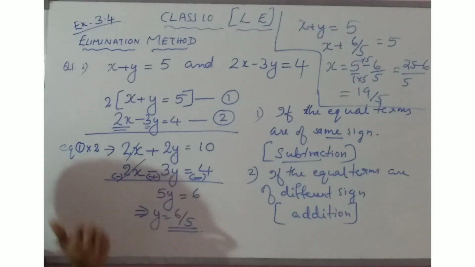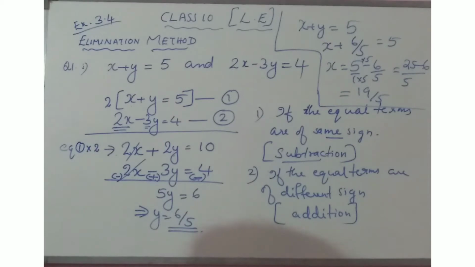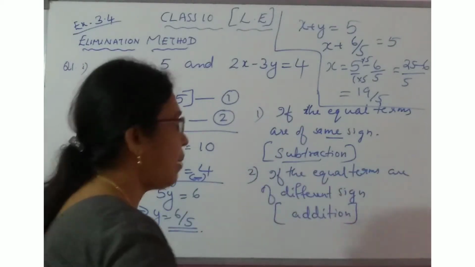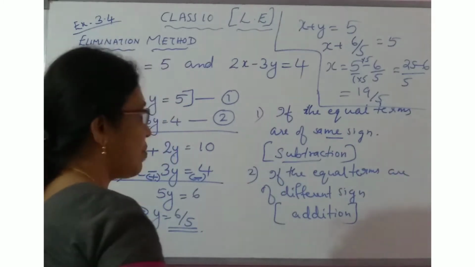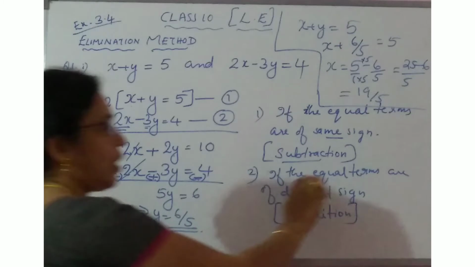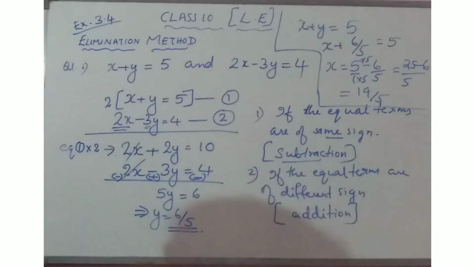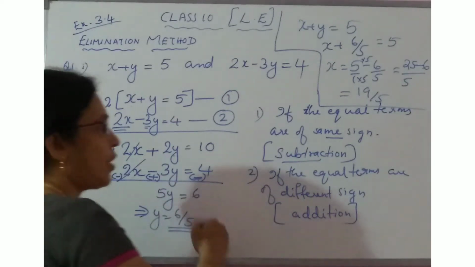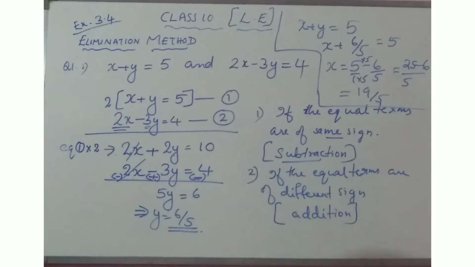Elimination method, once more I will explain. First, we have to equate the coefficient of any one variable. Then you have to eliminate by using this rule. Check if the equal terms are of the same sign, then you have to do subtraction this way. If the equal terms are of different sign, then you have to do addition. Don't change the sign directly. You have to simplify and find out the values of x and y.